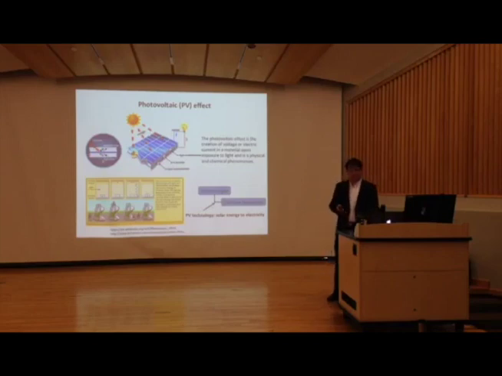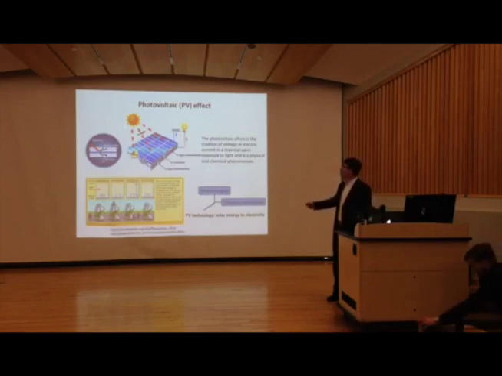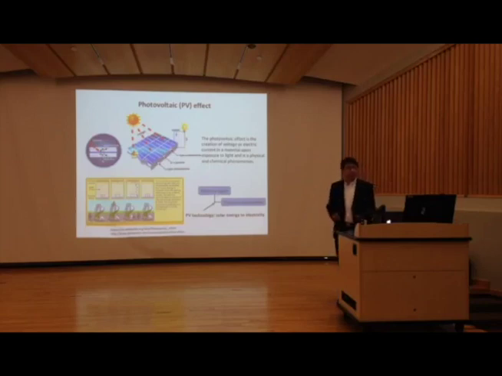What happens is, if you shine light onto this material, for example, the sun, you're going to generate a voltage. If you connect both sides, the top and bottom surface, you should be able to get electricity from this piece of material. So we call it the photovoltaic effect.